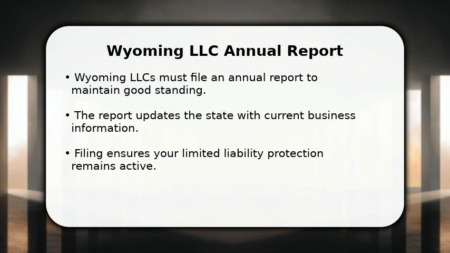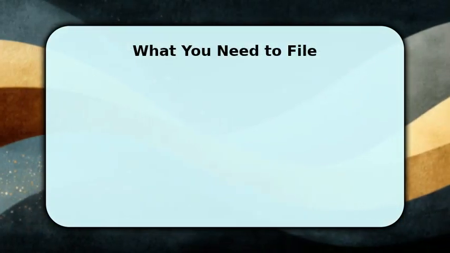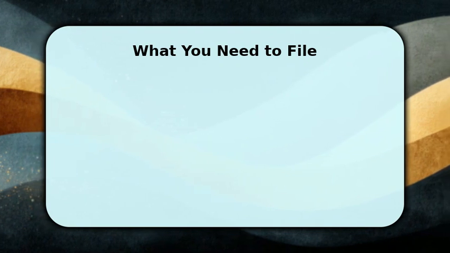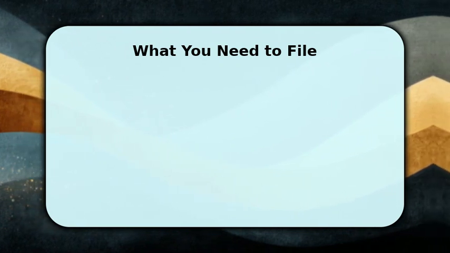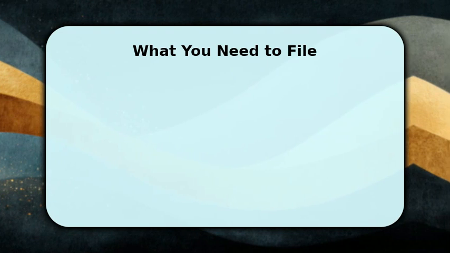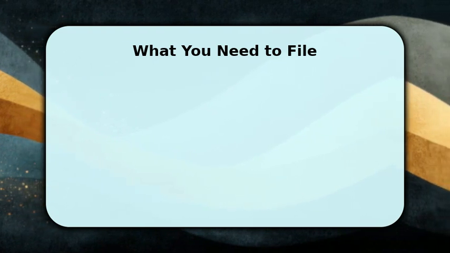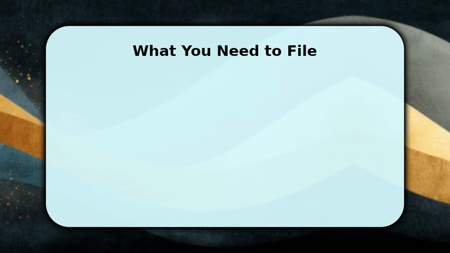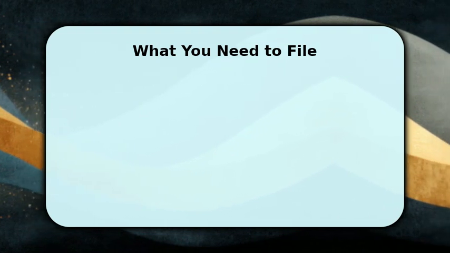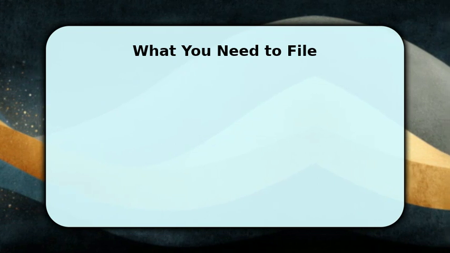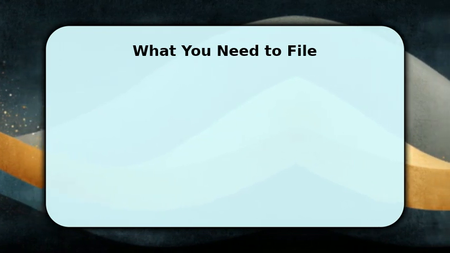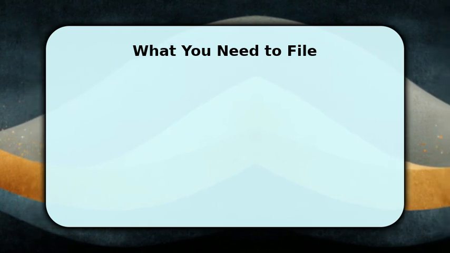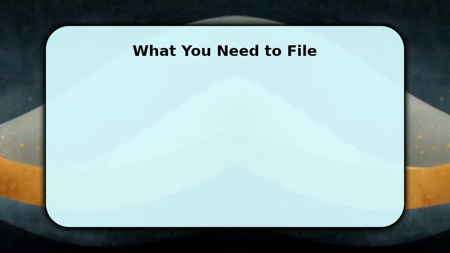Let's get started. To prepare for filing, gather your LLC's Wyoming Secretary of State ID number. This unique identifier is essential for accessing your business's profile. Be aware of the filing fee, which is $60 or 0.0002% of your assets located in Wyoming, whichever amount is greater. Mark your calendar. The report is due by the first day of your LLC's anniversary month each year.